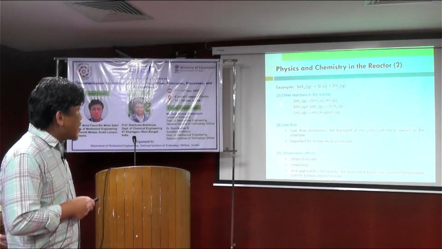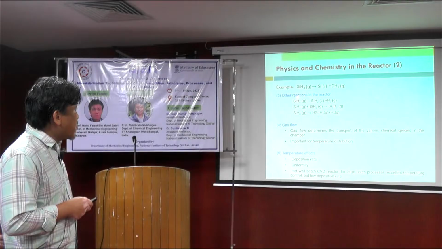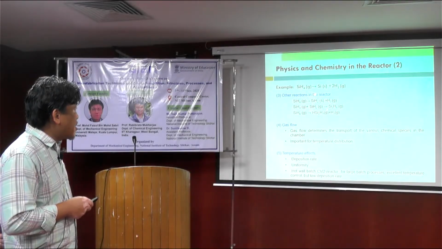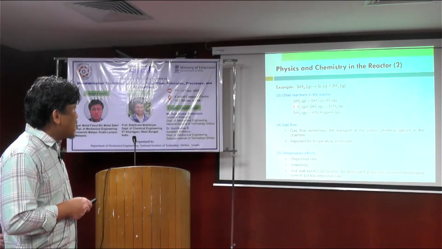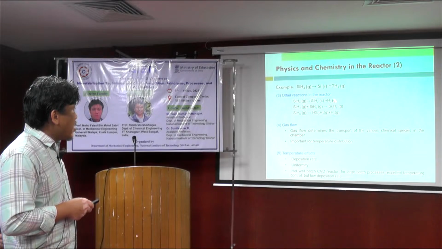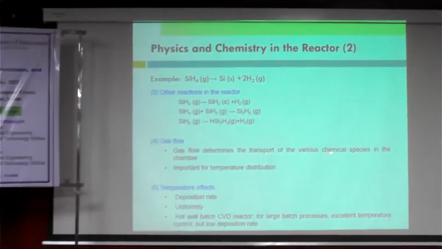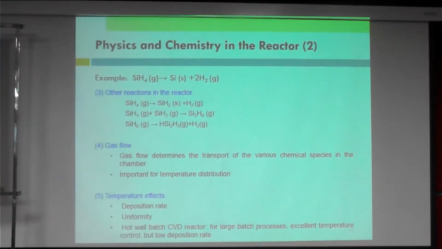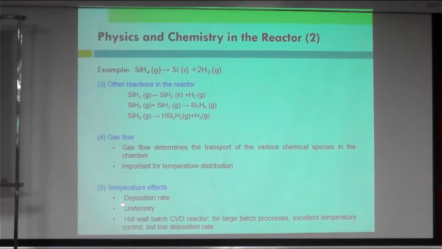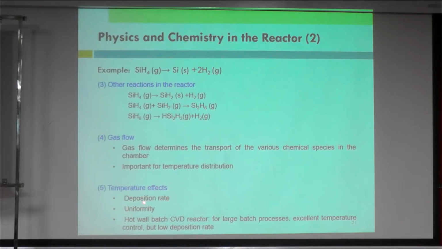So this is the other material, basically, if you want to have it happen in the CVD chamber. So the reaction happens, and the gas flow determines the transport of the various chemical species in the chamber as well. And the temperature effect is very important to control the deposition rate and uniformity of the film deposited. A hot wall batch CVD reactor, for example, is good for large batch processes with excellent temperature control but low deposition rate.